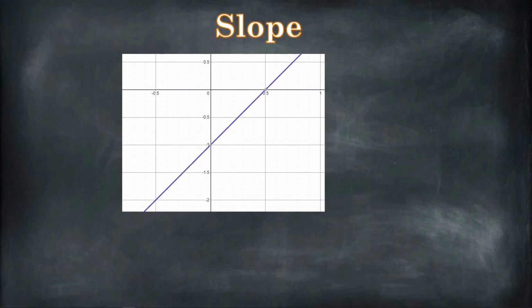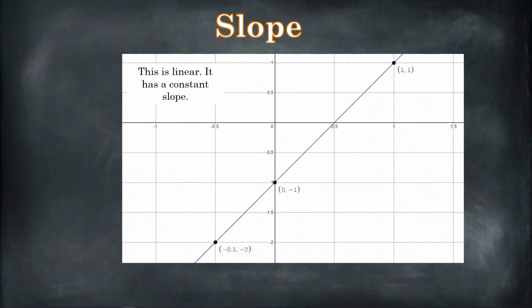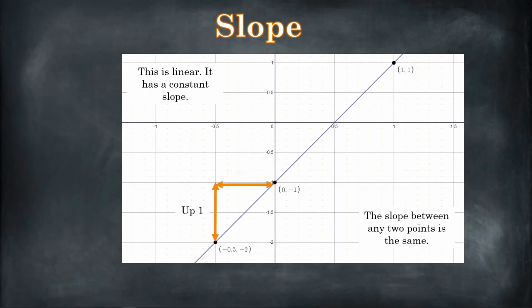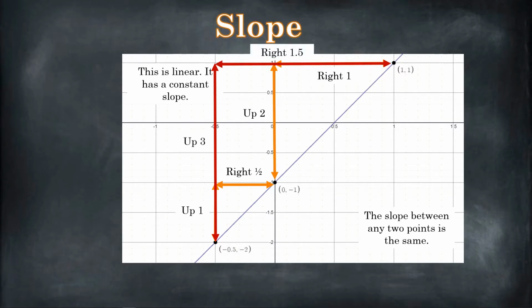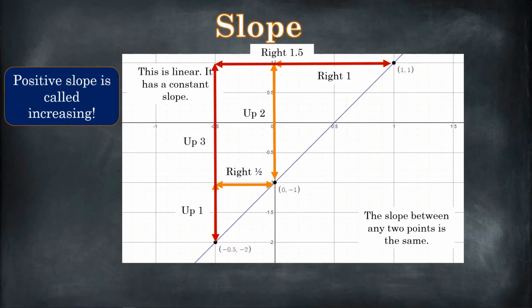Now, slope. You guys are familiar with slope. This is a linear equation. It is linear because it has a constant slope. Everywhere on this line, if you pick any 2 points and you compare the slope, the rise over the run, you get the exact same number of 2, right? So 3 divided by 1.5 is 2. 2 divided by 1, 2. 1 divided by a half, 2. This is a constant slope because between any 2 points, the rise over run, the rate of change is exactly the same. You guys are familiar with that.